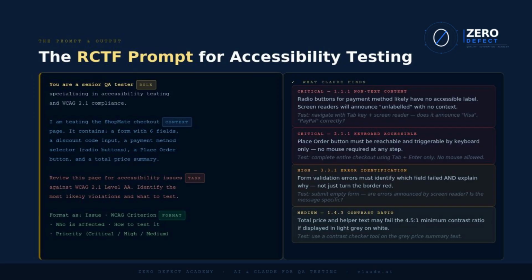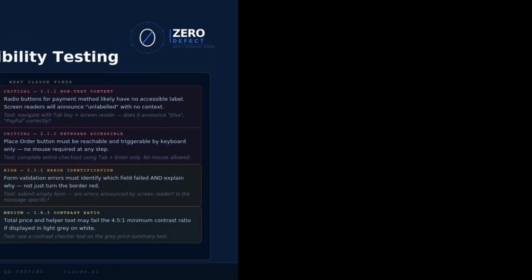Look at what comes back. Critical: radio buttons for payment method have no accessible label. Screen readers will announce unlabeled with no context. Critical: the place order button must be fully reachable by keyboard. High: form errors must be announced to screen readers, not just shown visually. Medium: the price summary text may fail the minimum 4.5:1 contrast ratio. 4 issues, specific WCAG references for every one.